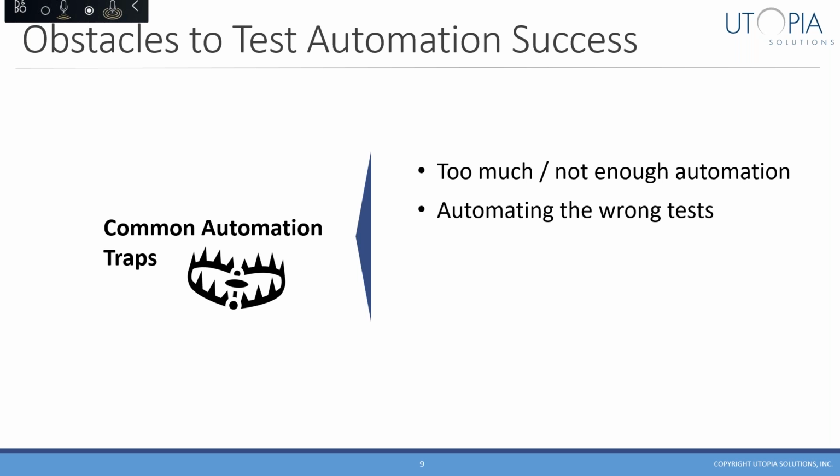Second, automating the wrong tests. And these are tests that aren't providing you value, aren't assessing risk as you move your build through the pipeline, or maybe tests that just can't be reliably automated for one reason or another. And that's just a complete waste of time and effort. So we'll be spending some time talking about how we can identify what the valuable tests are, what the right tests are for your test suites.